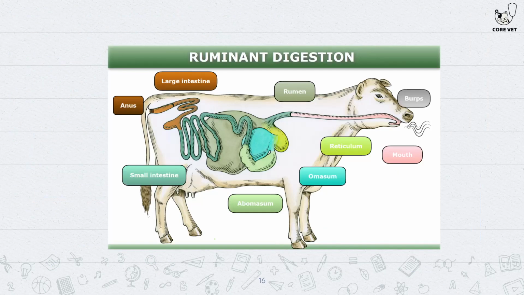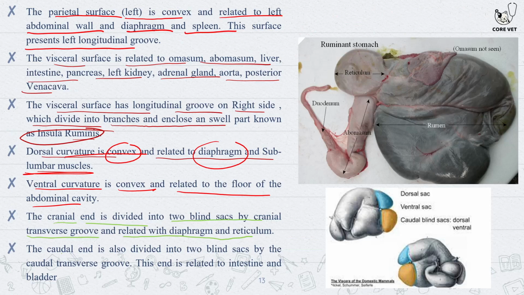Now the caudal end is divided into two blind sacs by the caudal transverse groove. This end is related to the intestine and the bladder. How? In this image you can see that this is the caudal part. Now this groove is the caudal transverse groove, which is dividing the caudal part into two sacs: the dorsal sac and the ventral sac.